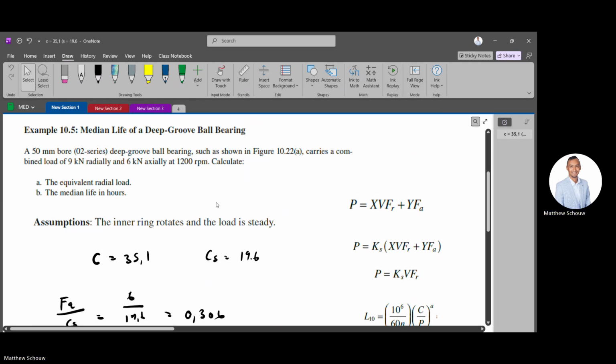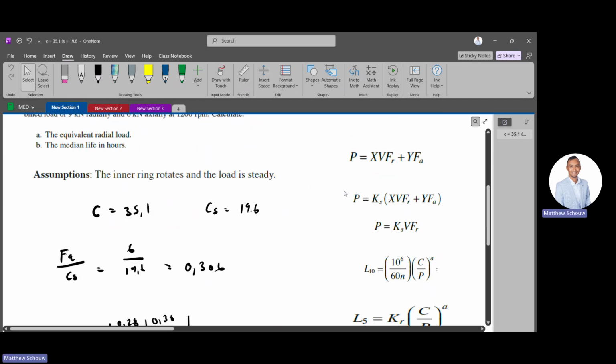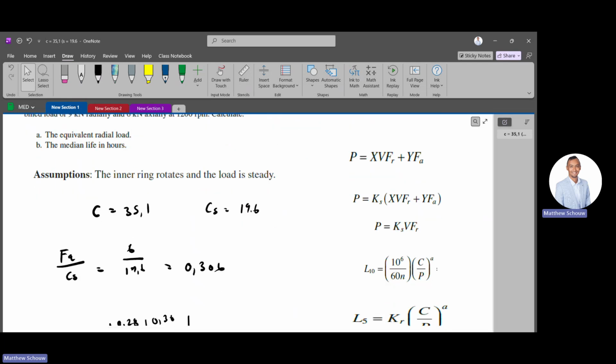Once that is done, you then have to come to the equivalent radial load formula. That's what's key. And as you can see, we're going to have to use this one over here. Do we need to use a service factor? It says the load is steady, so I think a service factor is 1. So we don't have to worry too much about that. Just be aware of it though, that depending on your case, it can affect the equations.